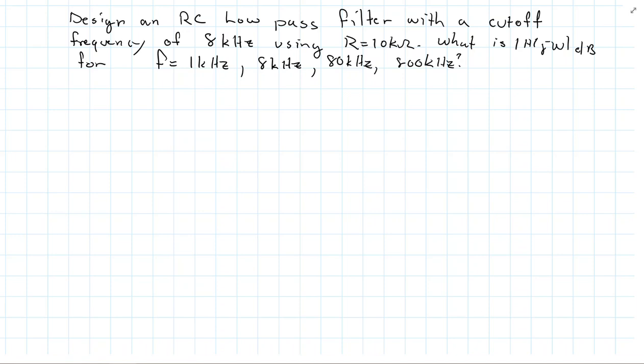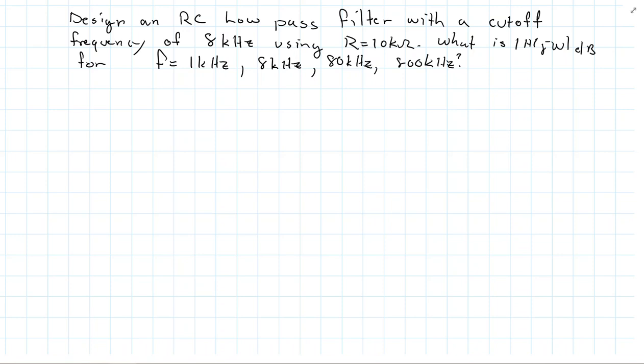Okay, so in this example problem, we're going to design a low-pass filter that has a cutoff frequency of 8 kilohertz, and it specifies using a resistor of 10 kilo ohms. It also wants to know what the magnitude of H at j omega is in decibels for 4 different frequencies.